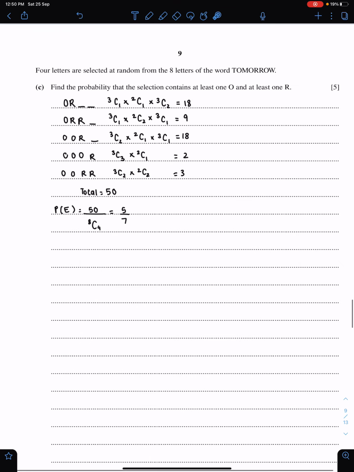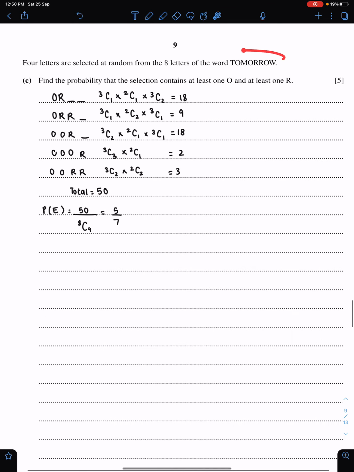Next part of this question. 4 letters are selected at random from the 8 letters of the word tomorrow. Part C. Find the probability that this selection, now this is important, contains at least one O and at least one R.